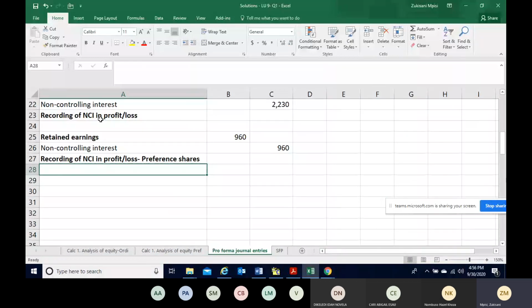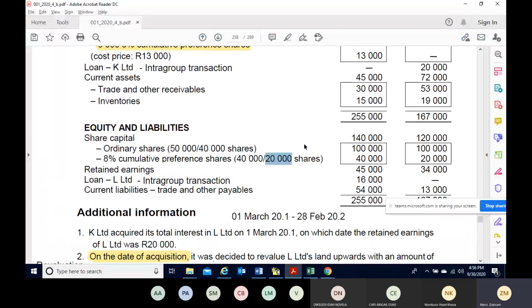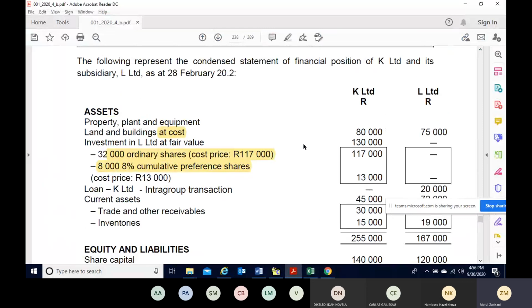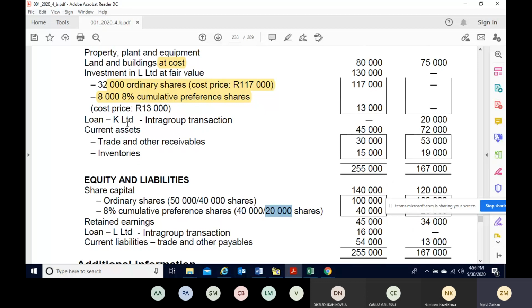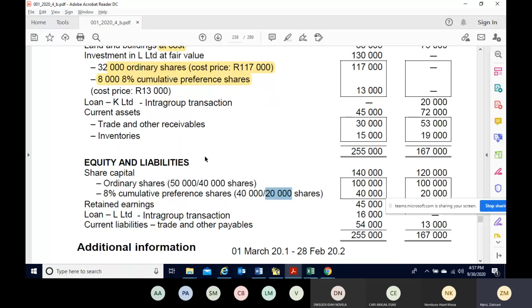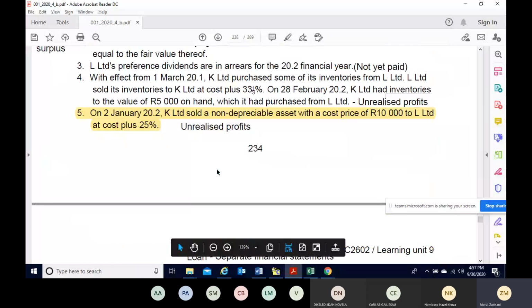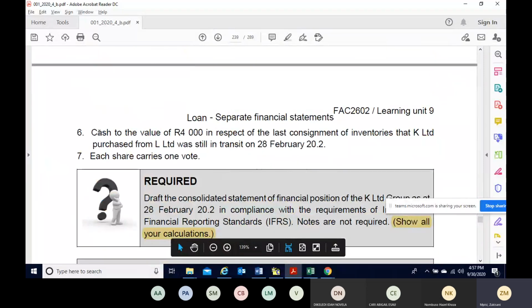Now let's read the information and see what other intergroup transactions we pick up. On the assets and the liabilities, we've got something called a loan. Now remember, in terms of the loan, for you to be able to do this journal entry, we need to take cognizance that the two balances are not the same. So we go and read information number 6.